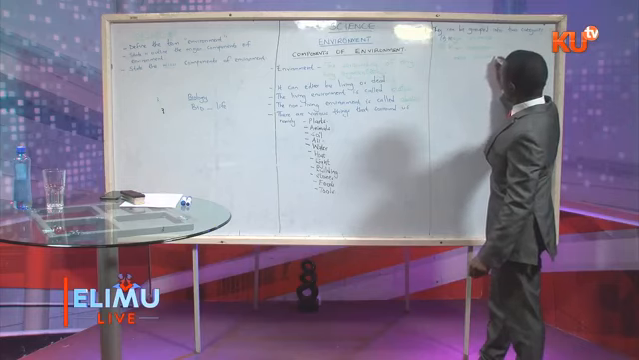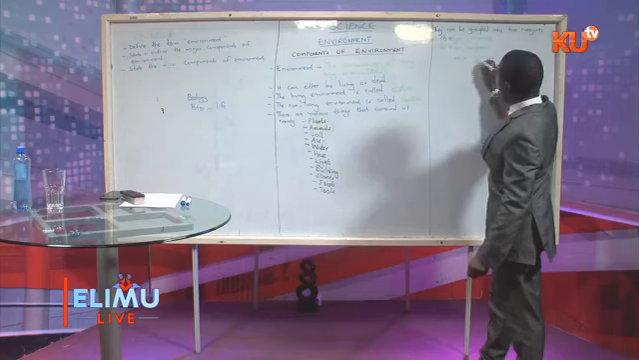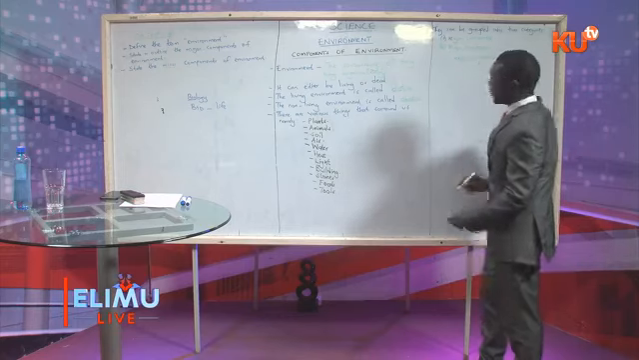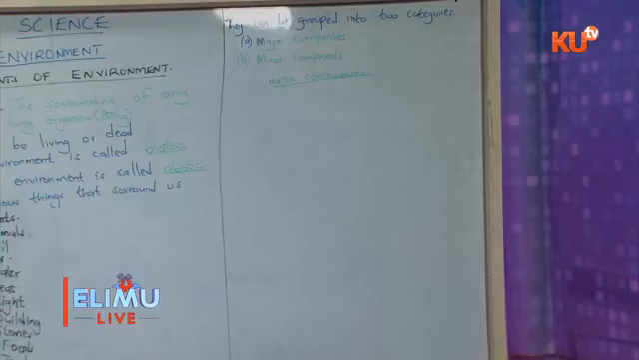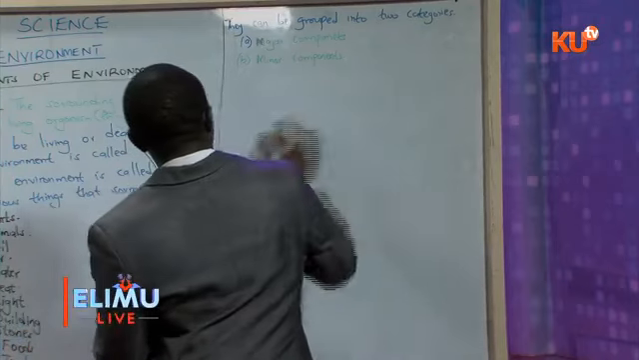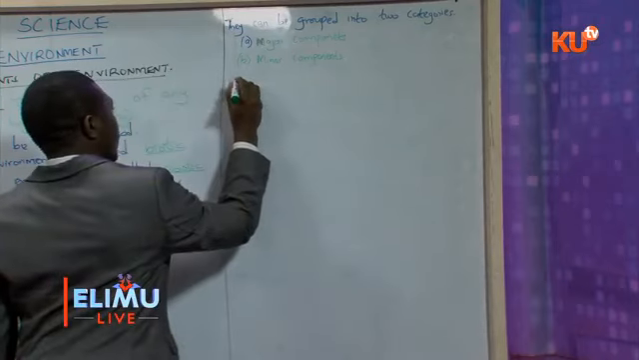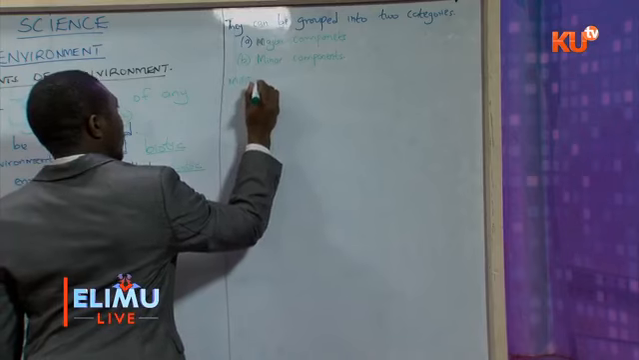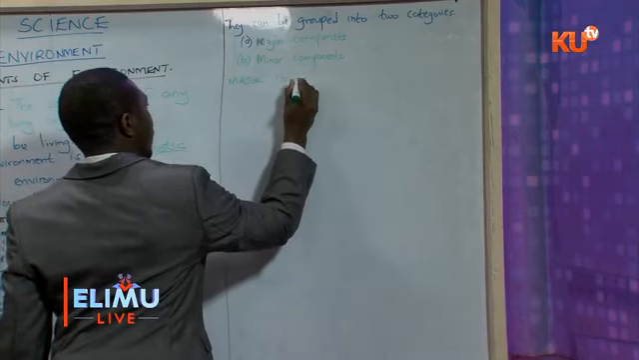Which ones are they? And why do they give it the name major? Major components of environment.